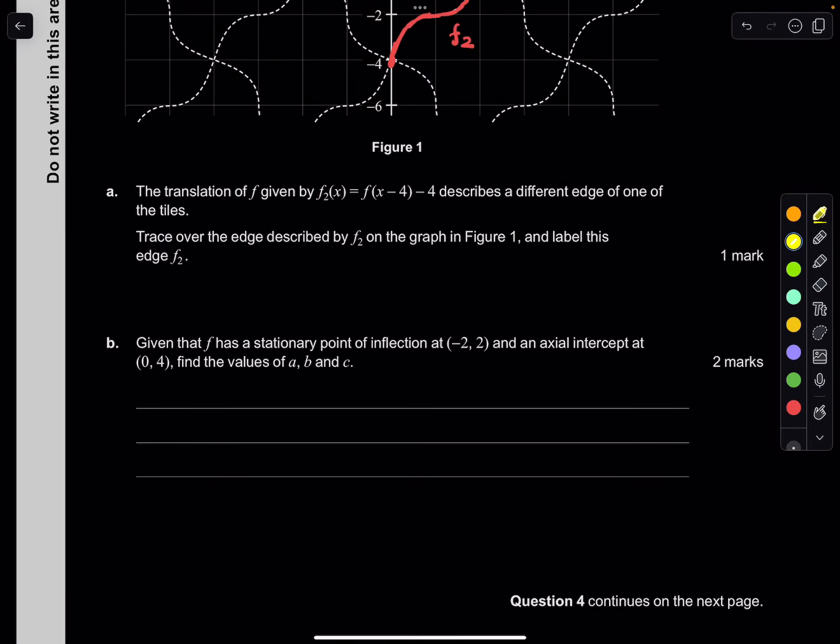So we need to find 3 values for A, B, and C. We need 3 points, 3 features of the graph. Luckily, we have already 2. These 2 lie on the graph, yeah? So let's write these 2 equations.